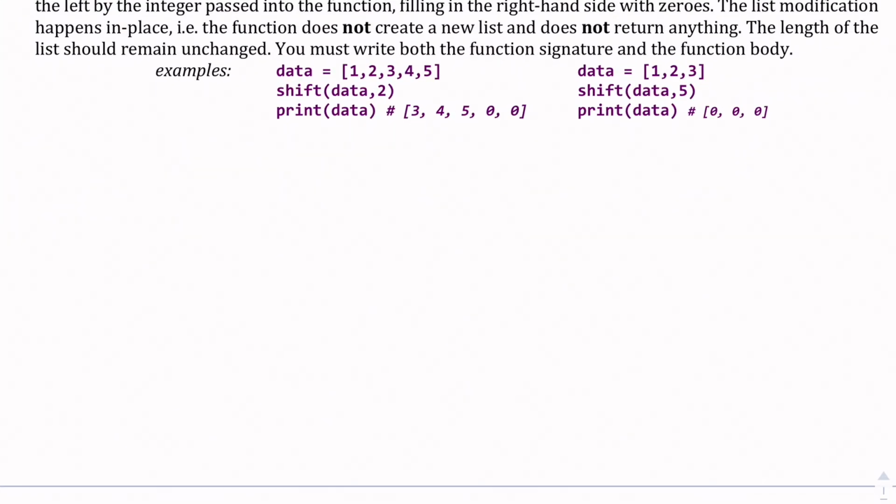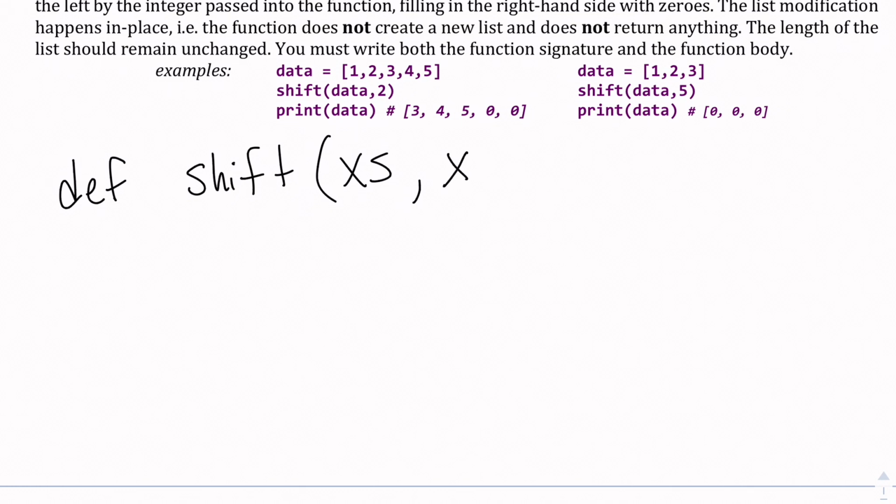For this one, we're going to write a function called shift. It accepts a list of integers, xs, and another integer, x. It will shift the contents of the list xs to the left by this integer x, filling in the right-hand side with zeros. And you can assume that x is going to be positive, not negative.